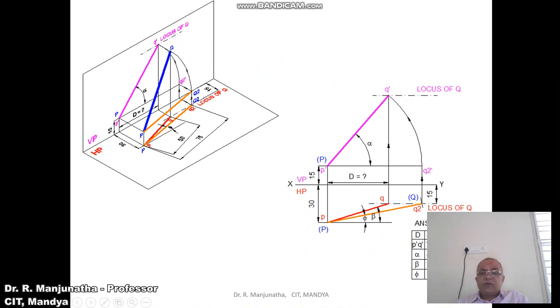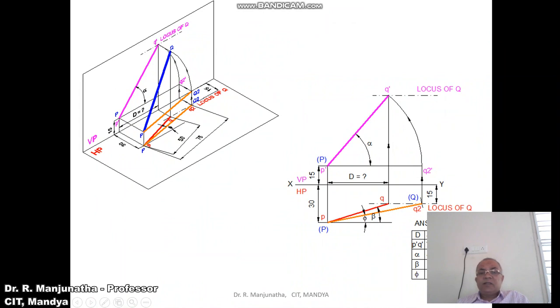We know the end projector distance because we know the top view. The front view point of PQ should lie on this end projector. For that, we have to take the top view true length. Once you take the top view true length and project it in the front view, we know that this is the true length in the horizontal plane. That means both P dash and Q2 dash should be above HP by 15 mm. That is the reason why we are projecting this Q2 also above HP by 15 mm.